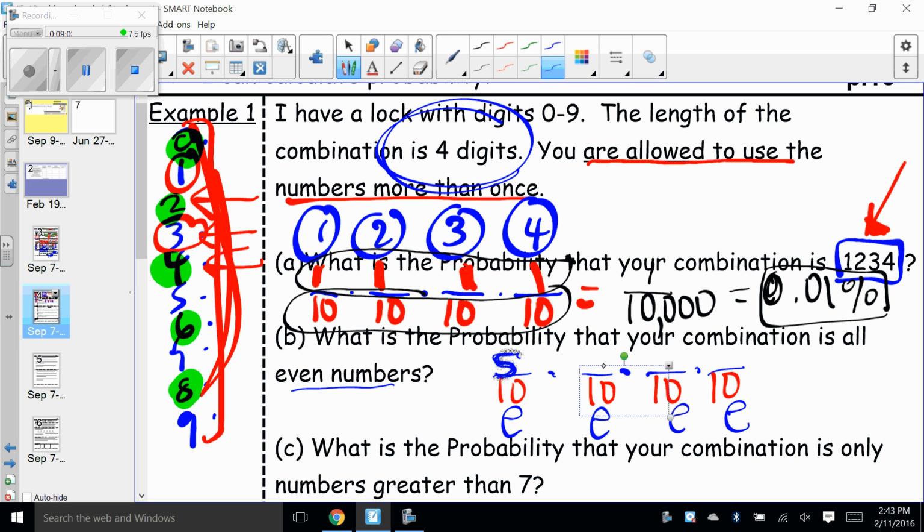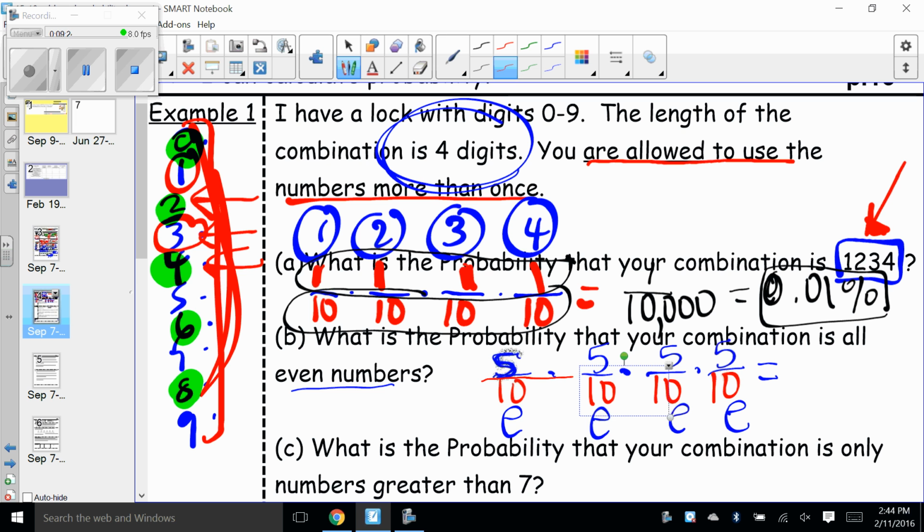Now I can use the digits again. So what's the chance that I get an even number in the second spot? 5 again. All the green highlights are eligible for the second spot. What about the third spot? All the green highlights are eligible for the third spot, so I have another 5 out of 10 chance. What about the fourth spot? Well, all the green highlights are eligible for the fourth spot, so I have another 5 out of 10 chance.